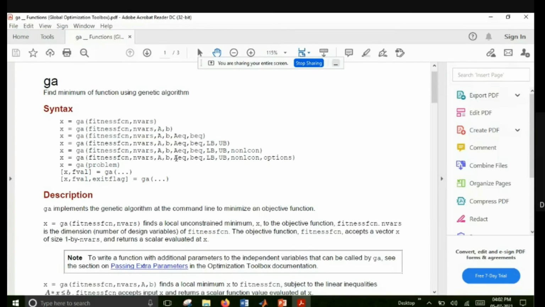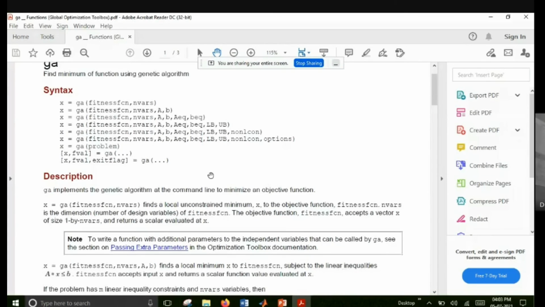Then Aeq. Again, it is a matrix representing the left-hand side coefficients of the variables of the linear equality constraints. Then beq, a vector representing the right-hand side constants of the linear equality constraints. Then lower bound, upper bound. Then again, the M file for the nonlinear inequality constraints. Then options. The only difference is that here, instead of the initial guess we had previously, we have to put the number of variables, right? That is the only difference. The remaining sequence is the same.